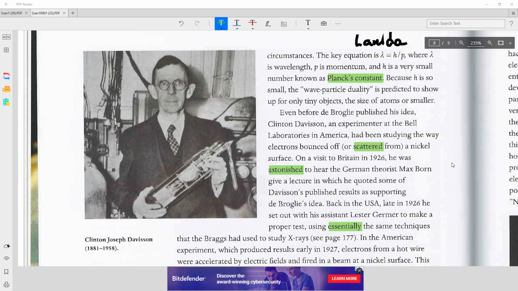Even before de Broglie published his idea, Clinton Davisson, an experimenter at the Bell Laboratories in America, had been studying the way electrons bounced off or scattered from a nickel surface. On a visit to Britain in 1926, he was astonished to hear the German theorist Max Born give a lecture in which he quoted some of Davisson's published results as supporting de Broglie's idea.